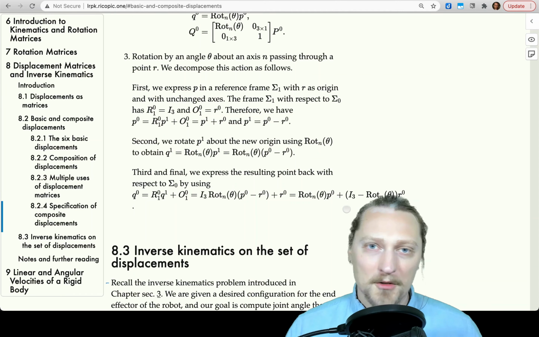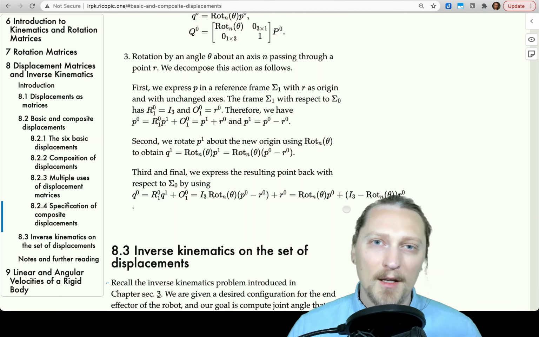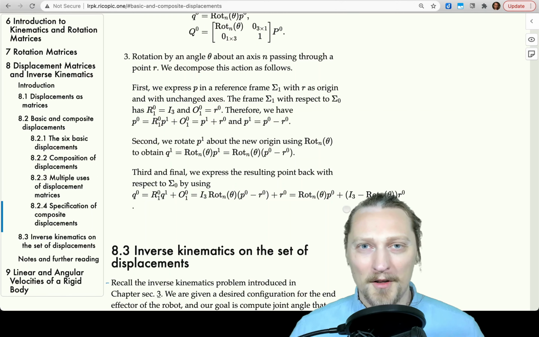We went through several special cases, and I think that this table is really helpful for getting a simple expression when you're just doing one of these basic things.